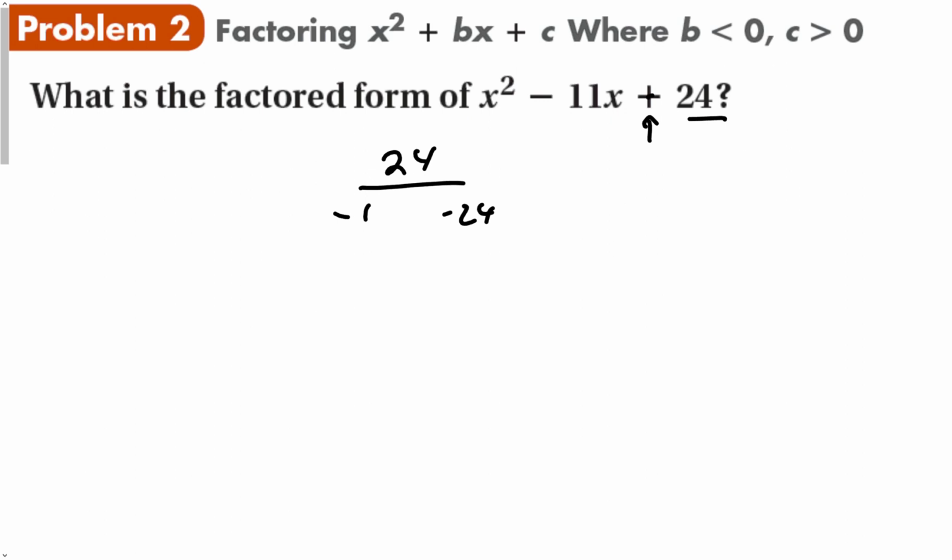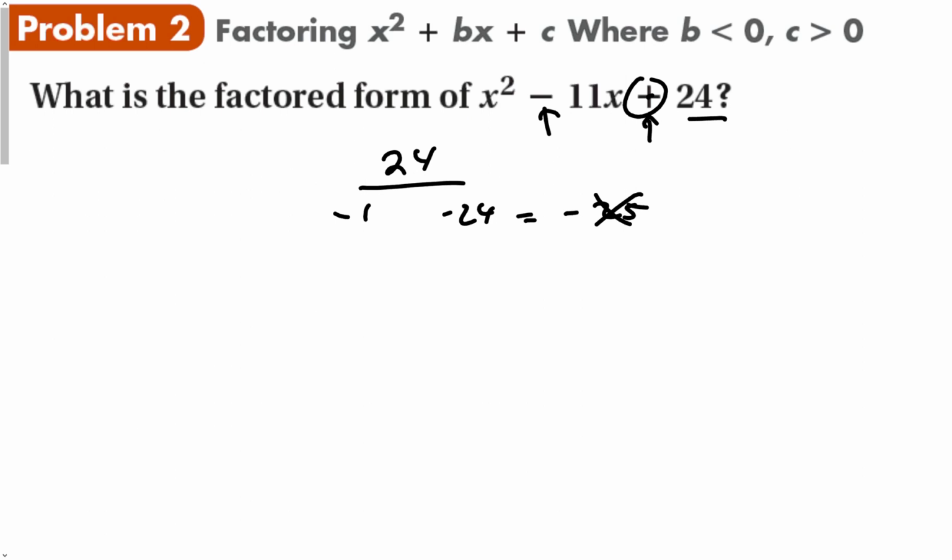So this sign tells me that both of my signs are the same. This one tells me that they are both negative. So if this second sign is positive, I know that both of my terms in my two binomials are either going to be both positive or both negative, and the middle term tells me what they're going to be. Well, so put them together. Negative 1 and negative 24, that's negative 25.